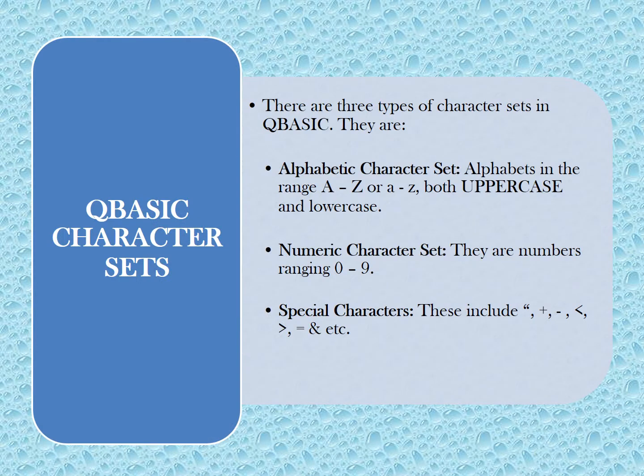QBasic character sets. There are 3 types of character sets in QBasic. Alphabetic character sets: alphabets in the range A to Z, both uppercase and lowercase. Numeric character sets: numbers ranging from 0 to 9. Special characters. These include inverted commas, plus, minus, less than, greater than, equal to, and so on.